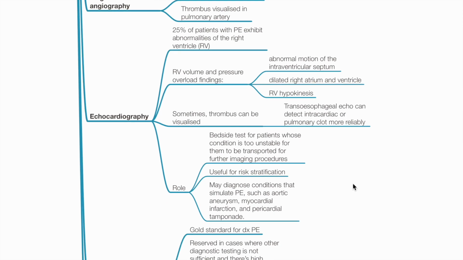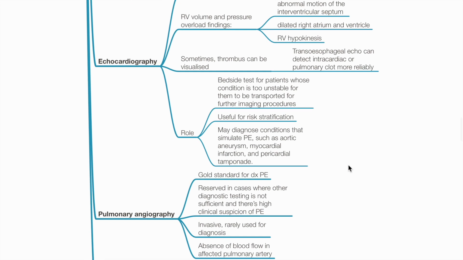Echocardiography: 25% of patients with PE exhibit abnormalities of the right ventricle. Right ventricular volume and pressure overload findings include abnormal motion of the interventricular septum, dilated right atrium and ventricle, and right ventricular hypokinesis. Sometimes thrombus can be visualized by echocardiography. The role of echocardiography includes bedside tests for patients whose condition is too unstable to be transported for further imaging procedures, useful for risk stratification, and may diagnose conditions that simulate PE, such as aortic aneurysm, myocardial infarction, and pericardial tamponade.